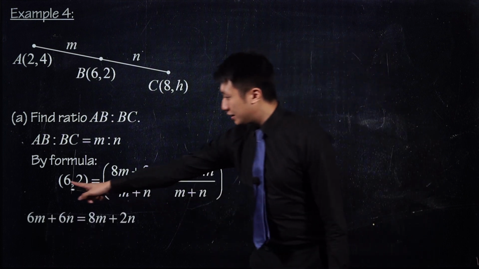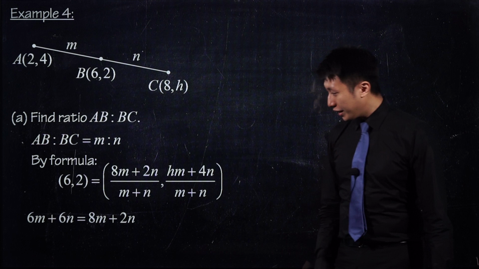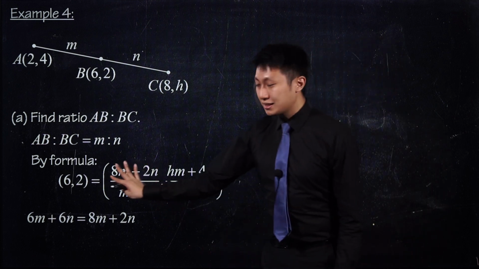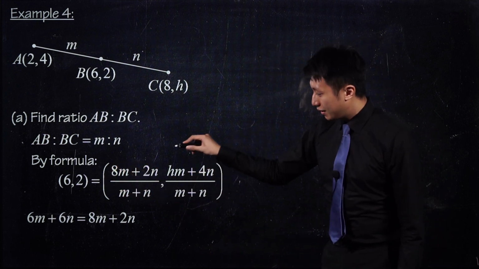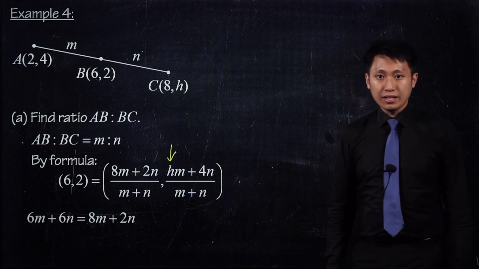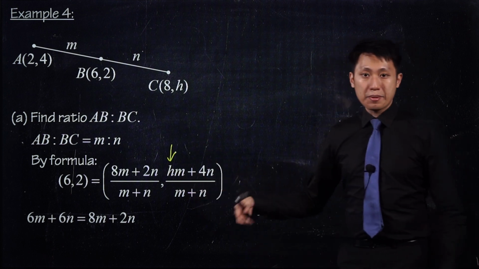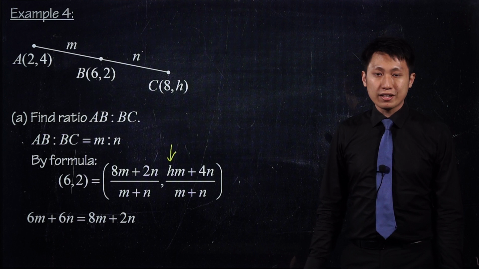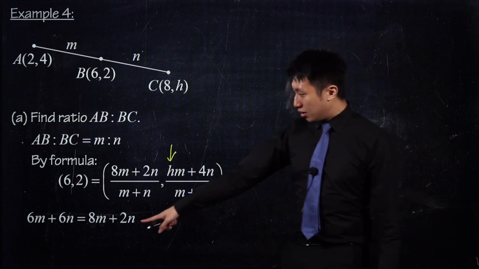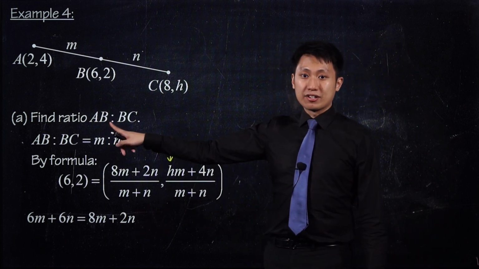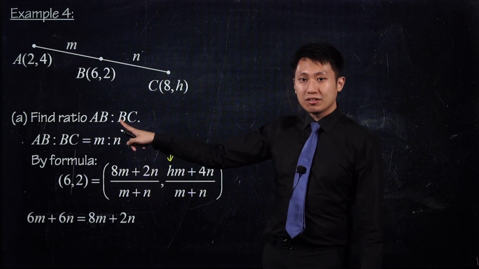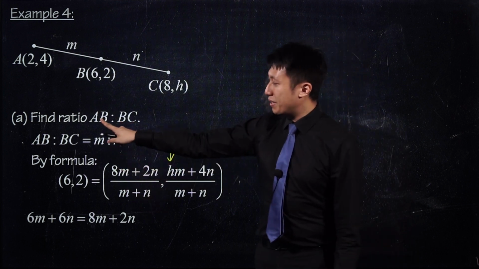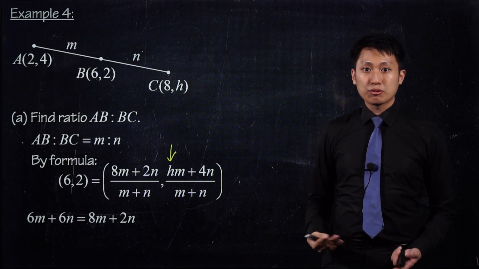I solve for this side. Why do I do that side? It's because here you notice that there's an H. If you have an H and an M and N, then there's no way for you to find the ratio. You can't directly get the ratio, right? If you want to get the ratio, you do AB divided by BC, right? That's what you want to find.